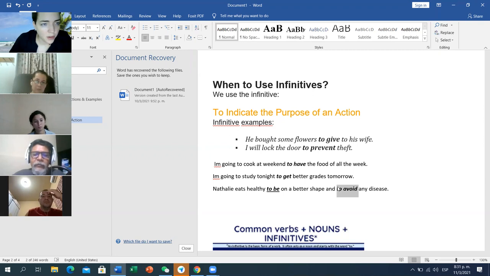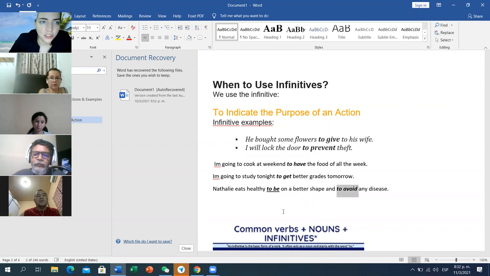Teacher, ¿se puede? It's possible to take. To take. Ahí está. So, automáticamente, sin saberlo, usted se acaba de expresar. Is it possible to take? Ya dijo el to take. Utilizó automáticamente el infinitive. Is it possible to use two infinitives in one sentence? Yes, in one sentence. Excellent. So, yes, aquí lo tenemos. To be, esto sería un verb to be. Es un verbo, chicos, no solo lo ocupamos como un auxiliar. Okay, on a better shape and to avoid.